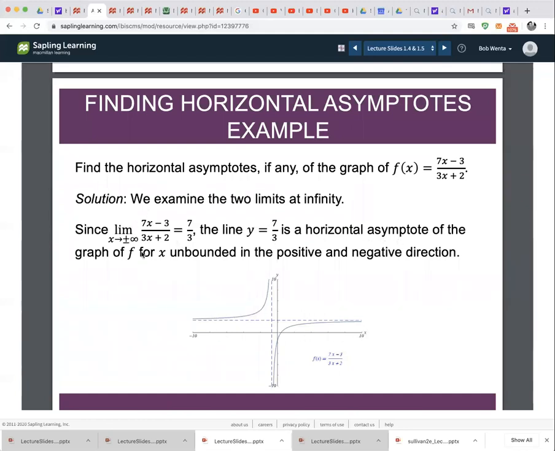In that situation, you look at the lead term. These two are the same. It's going to 7/3. That's where it's going from above and from below, okay?